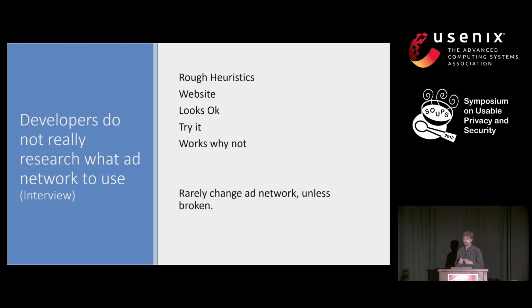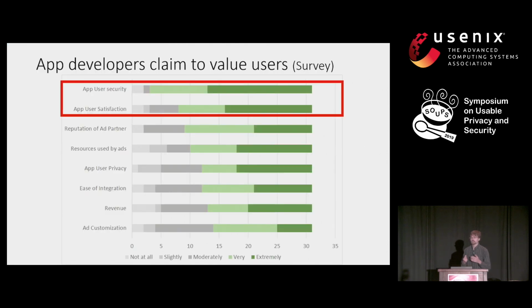In our survey, only 20% of our participants had ever switched advertising networks. And in our interviews, people kept saying, even though they had minor complaints about revenue or minor complaints about technical problems, they would generally, once they picked an advertising network, stick with it and not really optimize for money or for anything unless the advertising network was completely broken. We also asked app developers, what do you value in an advertising network?